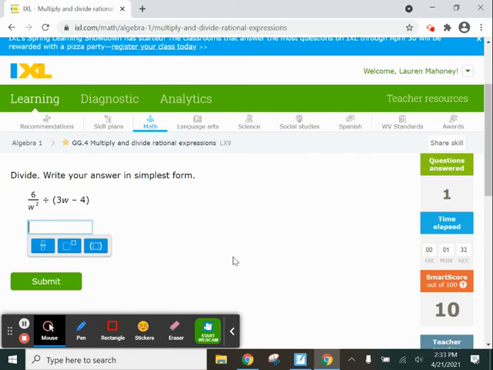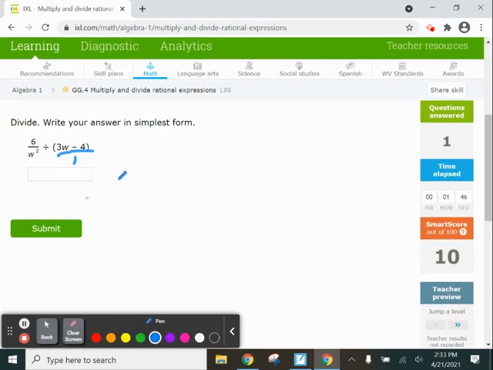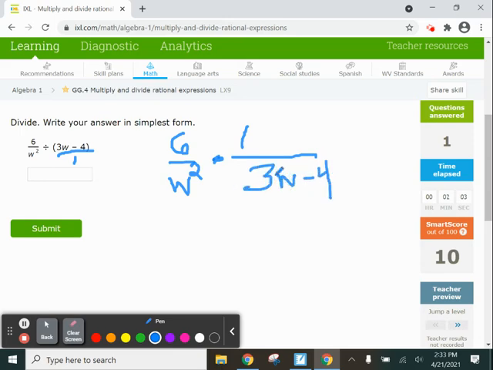Notice this one is division. So when you have division, you take the term that's after the division sign, you flip that fraction. There's an understood 1 on the bottom here. So this question is the same thing as 6 over w squared times 1 over 3w minus 4. And then you would multiply straight across.